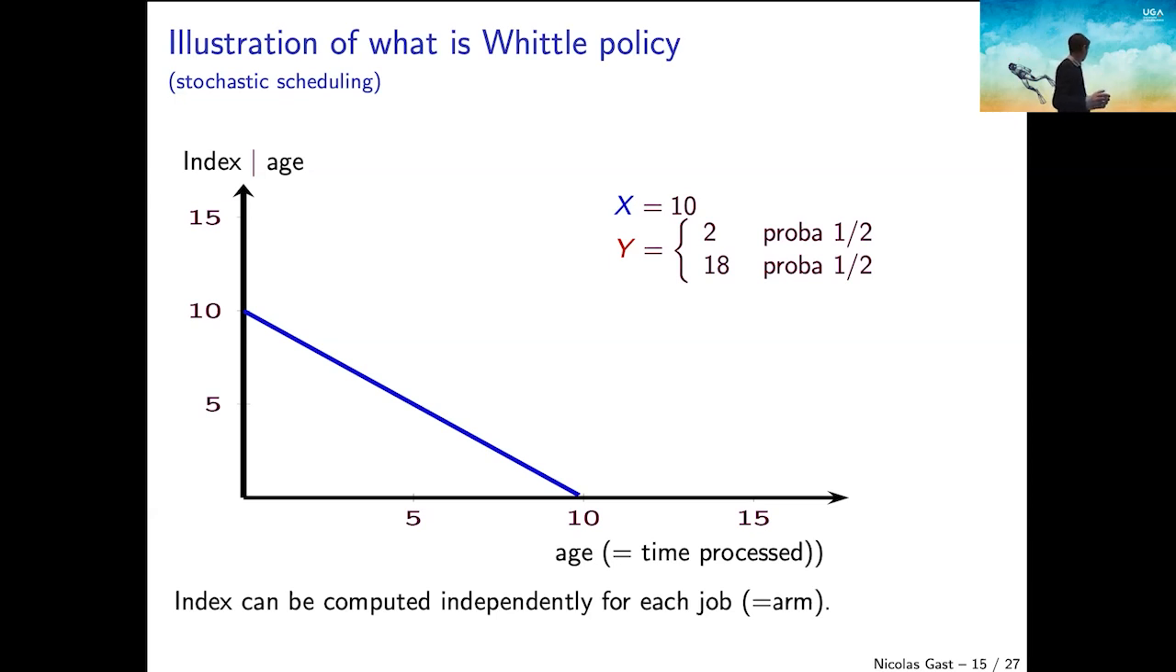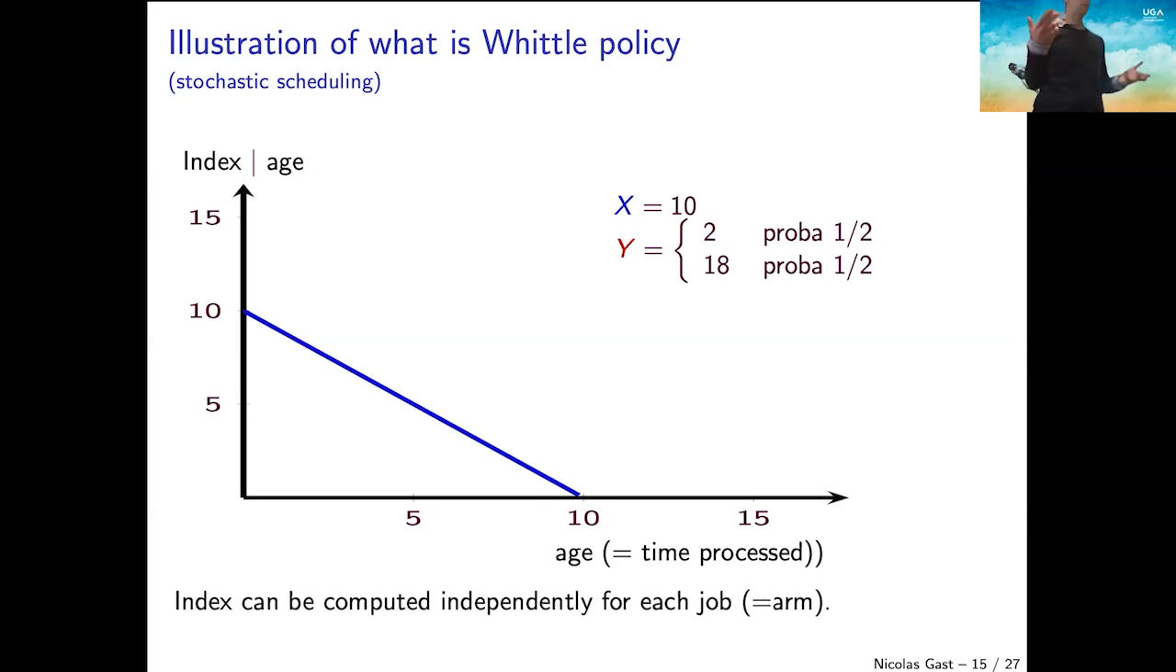Now imagine that you run the job for 5 hours. How much do you want me to pay you to run the job? It's 5. So it's linearly decreasing from 10 to 0. So this is for my X job.